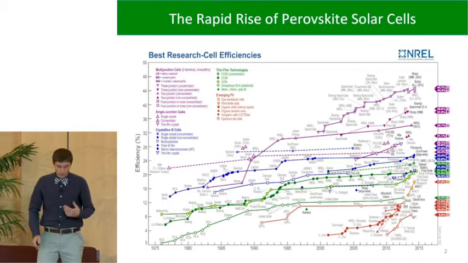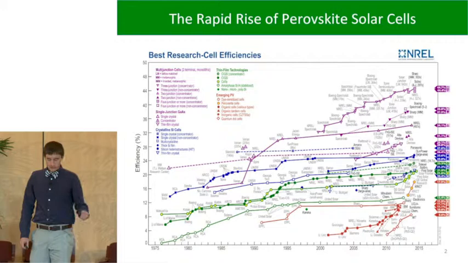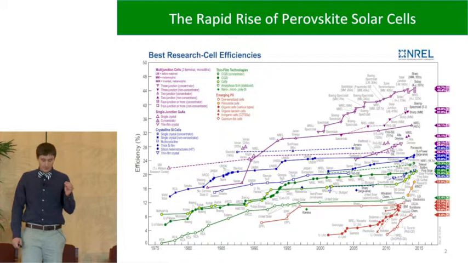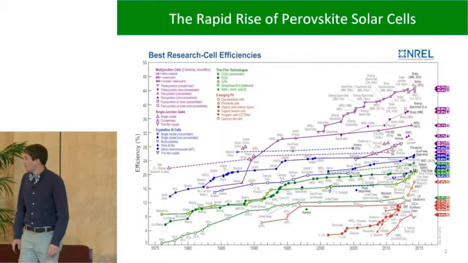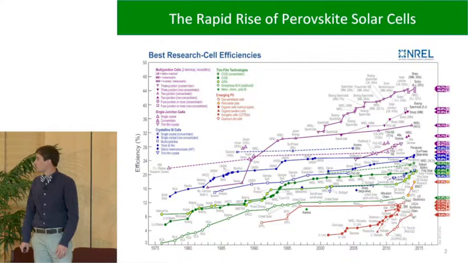So first, I just want to show you a little bit about the background to my research. This is a chart that is presented by NREL occasionally, and it charts the progress of each technology in solar cell research. So you can watch the efficiency as the years go on. And as you can see, many decades go into a lot of these technologies, in some cases over 30 years. But you can see that for most of them, it's a very steady increase in efficiency.